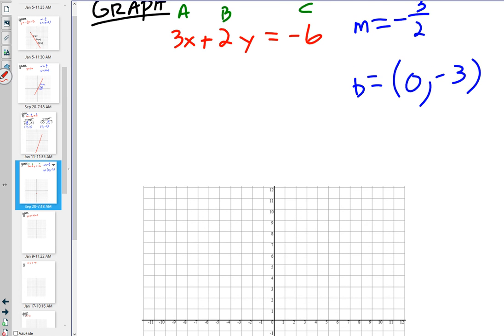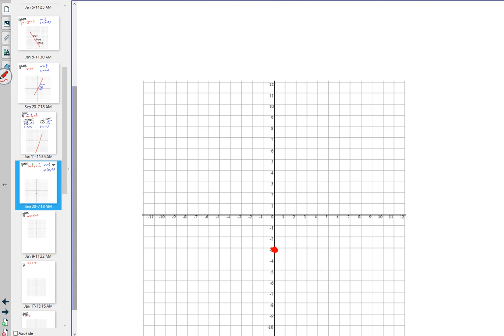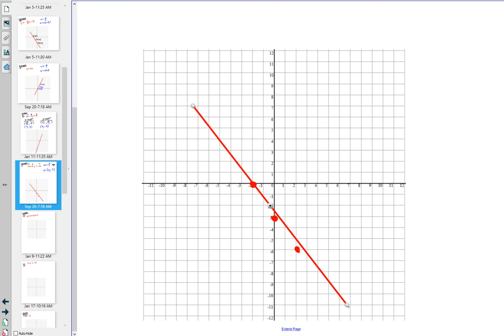So negative slopes, what direction do negative slopes go? Up left, down right. Oh, look. Actually, no, never mind. That's just, I did it right. I thought I had made a mistake. If I had more time, I would label.